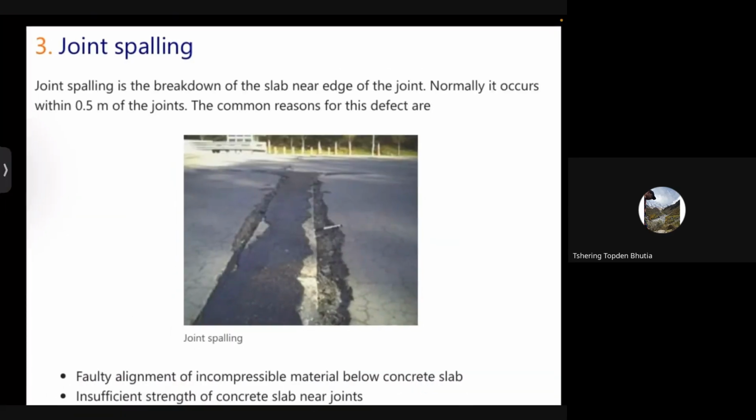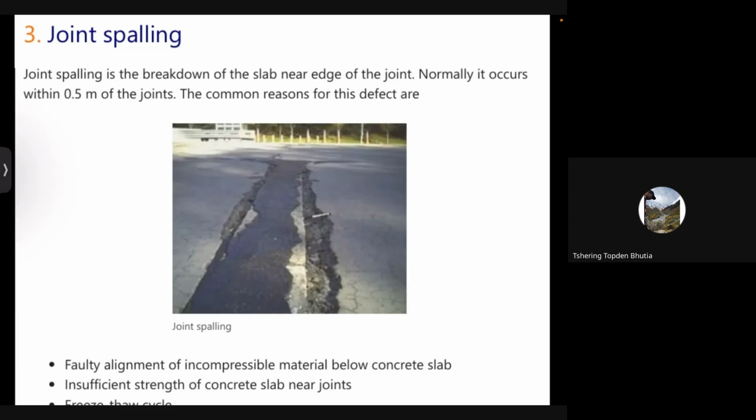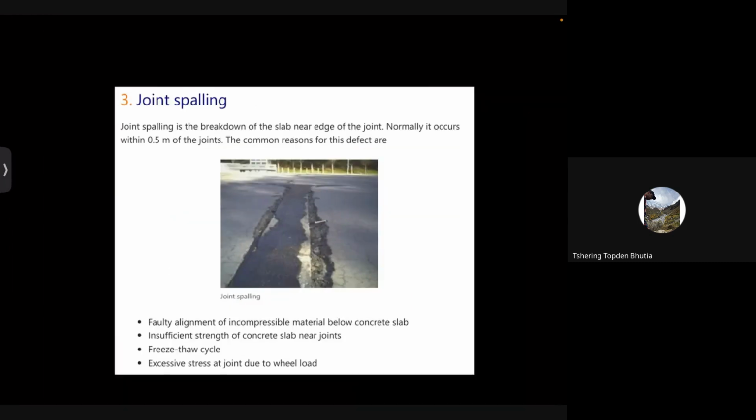So, whatever I said, right? It might be a construction joint. It might be an expansion joint, construction joint. At the end of that joint, our pavement breaks down like this. So, that breaking down of the slab near the edge is basically called joint spalling. Okay, guys? Clear? These are all my defects.